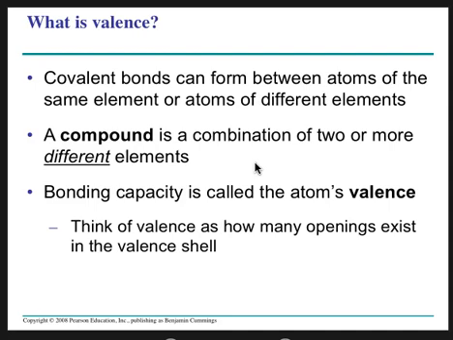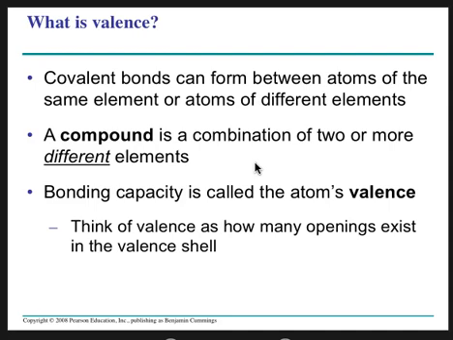Okay, so we talked about valence, a valence shell, and valence electrons, but what is actually valence? Remember that I said covalent bonds can form between atoms, either of the same element or of different elements, and that they're going to share their electrons. A compound happens when I have two or more different elements. So I can have a molecule of water, H2O, 2 hydrogens, 1 oxygen, and at the same time I can have a compound, because I have different elements.